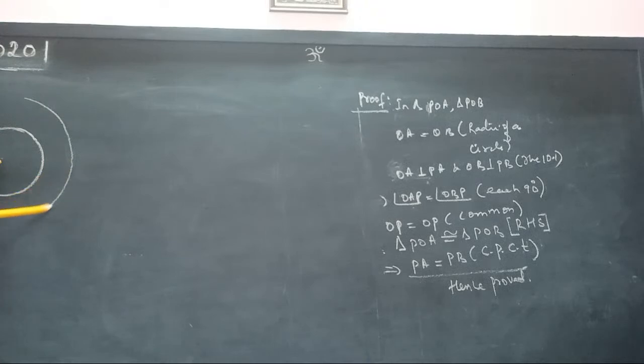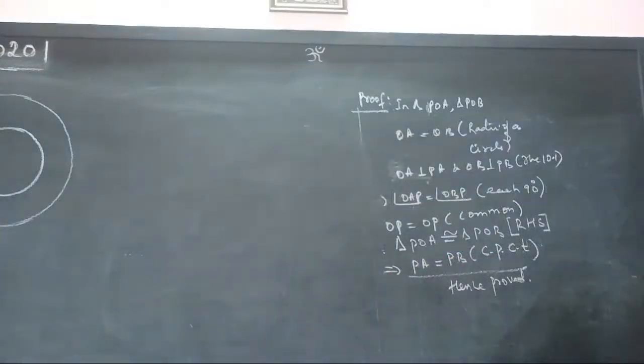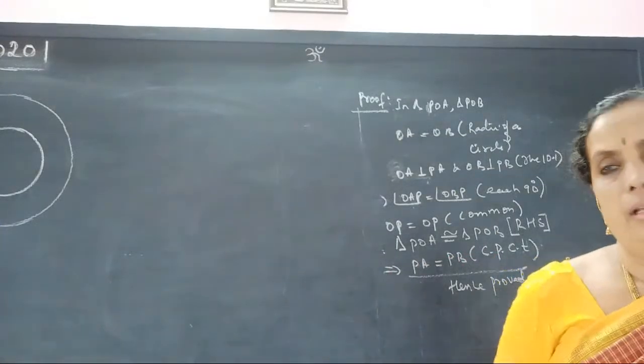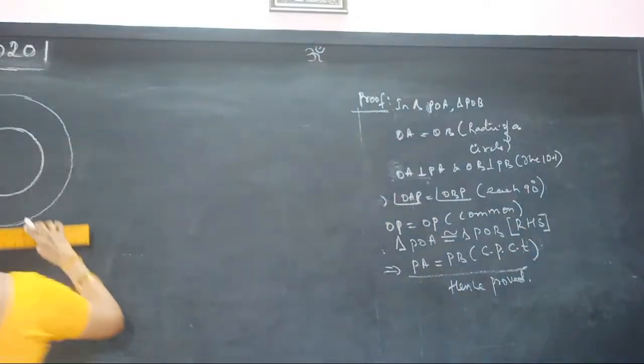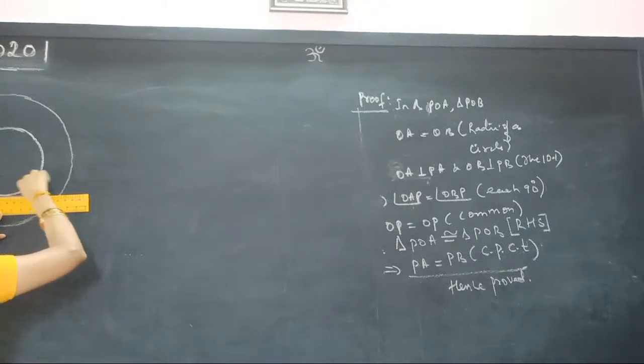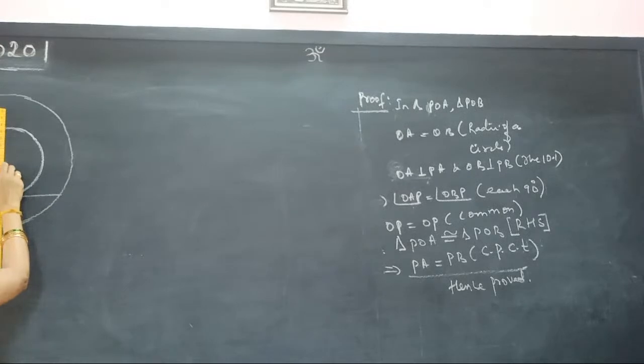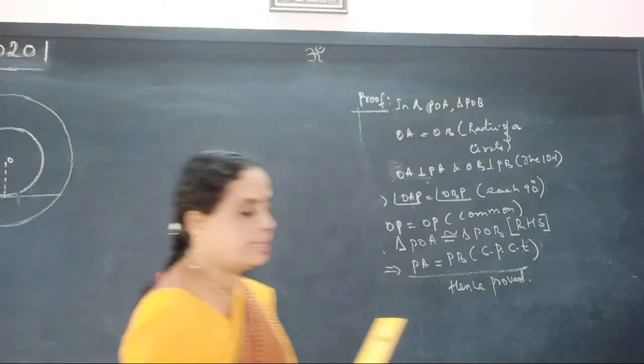Circles with the same center but different radii are concentric circles. Here the chord of the larger circle is touching the smaller circle at a point. We have to prove that it is bisected at the point of contact. Recall the property we learned in 9th standard: a perpendicular line from the center bisects the chord.